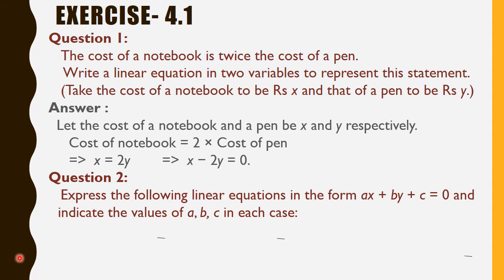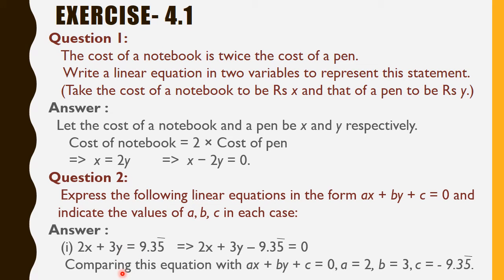Question number 2. Express the following linear equations in the form ax plus by plus c is equal to 0, which is the general form of linear equation, and indicate the values of a, b, c in each case. Number 1. The given linear equation is 2x plus 3y is equal to 9.35 bar. Let us first arrange it in the general form of the linear equation. So we'll take the right hand side to the left hand side. So we will get 2x plus 3y minus 9.35 bar is equal to 0.